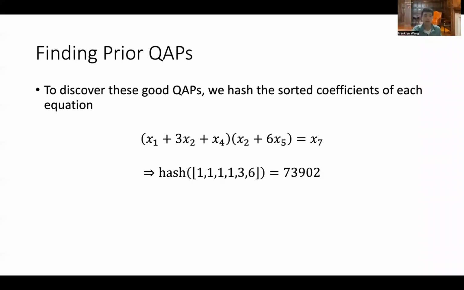So now let me talk briefly about some of the algorithmic details about how we find these prior QAPs. To discover these good QAPs, the first step is to hash the sorted coefficients of each equation. So this equation we see as coefficients like 1, 1, 1, 3, 6, 1. Then we just sort them and hash them. The sorting is done so that even if you permute the exact variables, the hash will still be the same. So as long as you have equations that are essentially the same, they should hash the same thing.